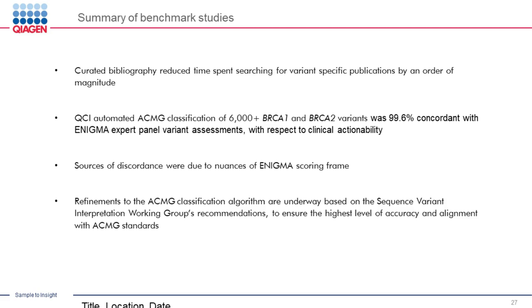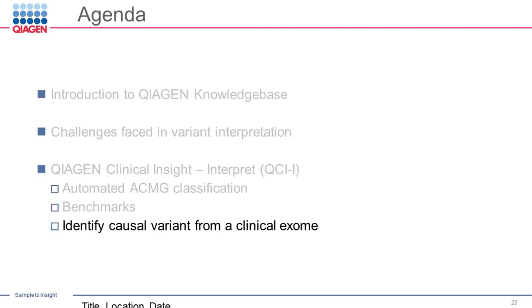With respect to clinical actionability. And the sources of this discordance, as I said, were due to nuances in the Enigma scoring framework. And finally, as always, we're continuing to refine the ACMG classification algorithm in concordance with the sequence variant interpretation working group's recommendations to ensure the highest level of accuracy and alignment with ACMG standards.